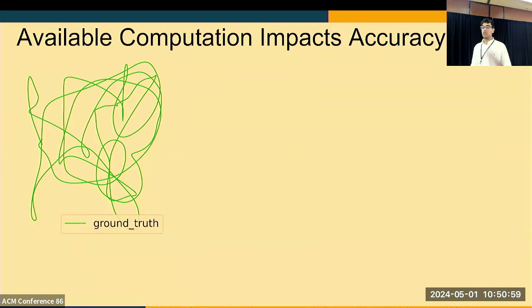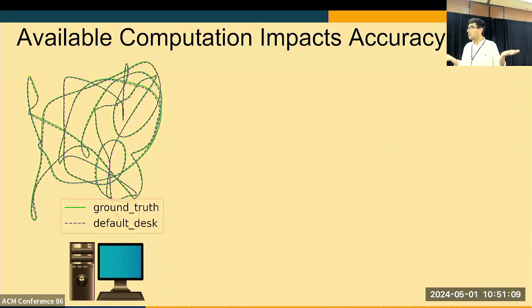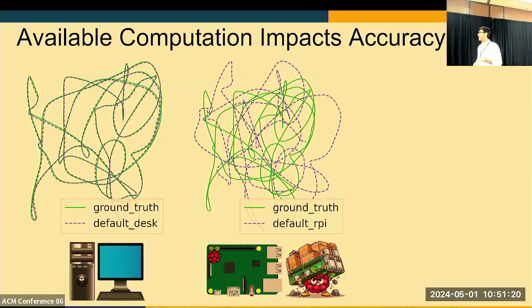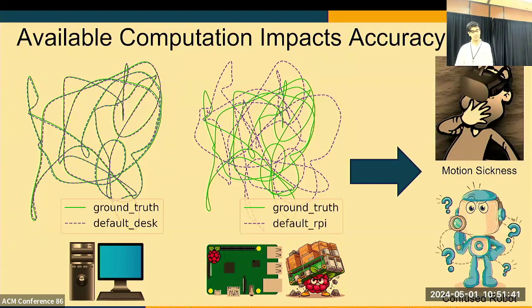On the left here, we have the ground truth trajectory from a motion capture system. We want our SLAM to match this as closely as possible. When we run on the desktop, we can see that they're basically almost the same. There are some small differences, but it's very good. But when we run on the Raspberry Pi, it's a bit of a mess. The reason for this is the Raspberry Pi just doesn't have the amount of computation to get good quality at very low latency. This means it has to do things like drop frames or cut optimization iterations short before they converge. And this is going to cause you to get motion sick if you're wearing a VR headset, or your robot to get really confused if you're doing navigation.